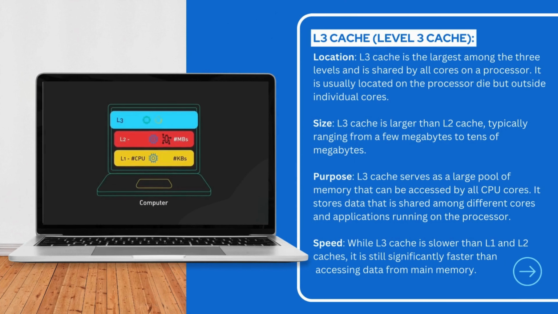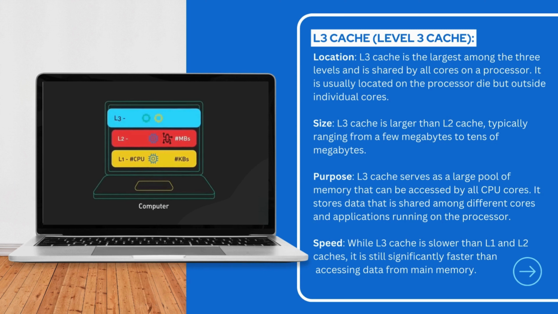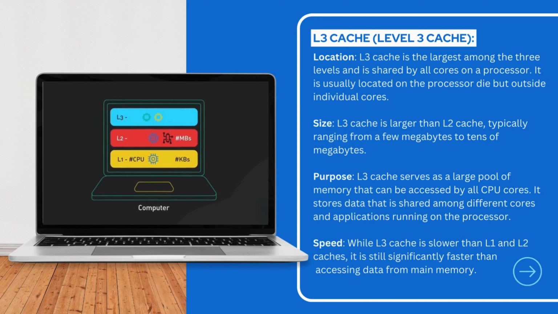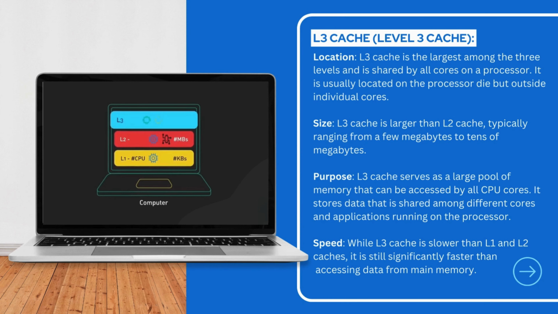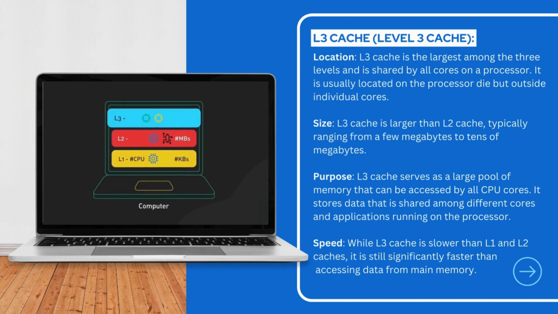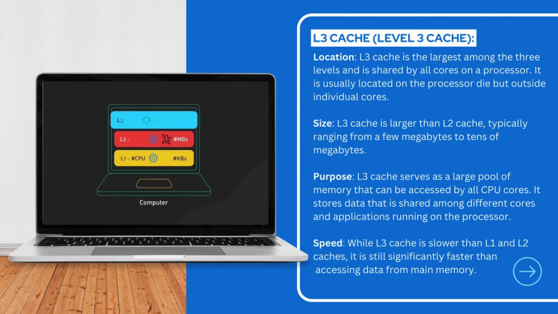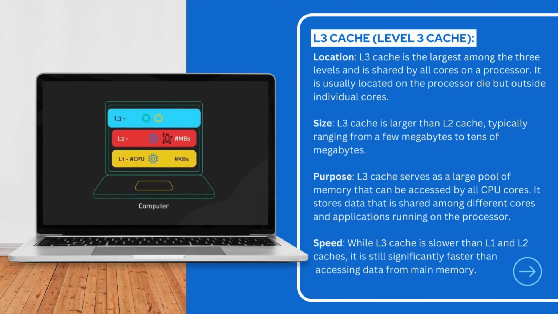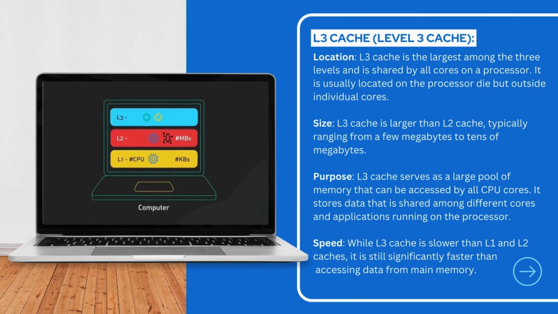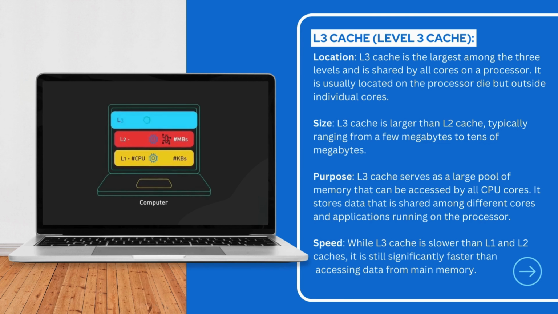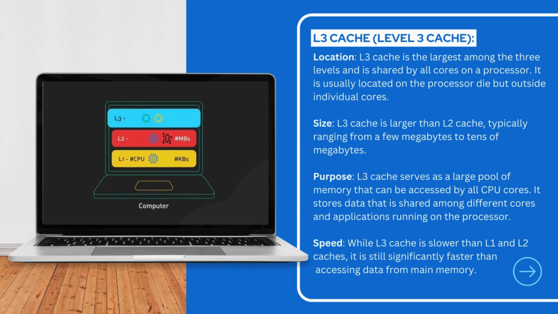L3 cache is the largest among the 3 levels and is shared by all cores on a processor. It is usually located on the processor die, but outside individual cores, typically ranging from a few megabytes to tens of megabytes. L3 cache serves as a large pool of memory that can be accessed by all CPU cores. It stores data that is shared among different cores and applications running on the processor.